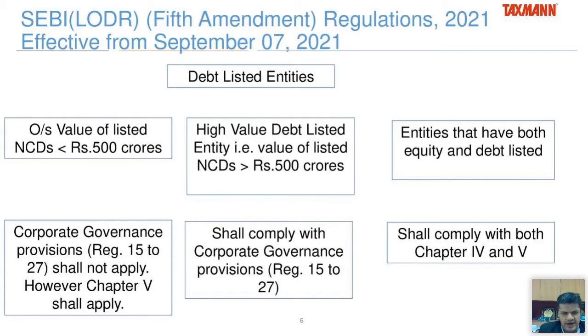High value debt listed entities, that is those companies with value of listed NCDs of more than 500 crores, shall comply with corporate governance provisions, that is regulation 15 to 27.